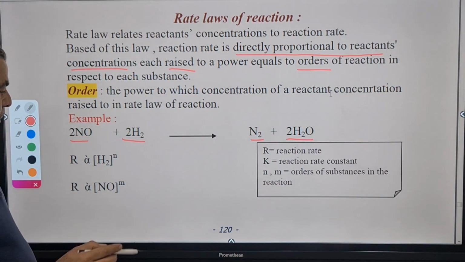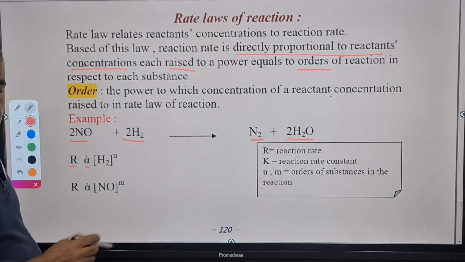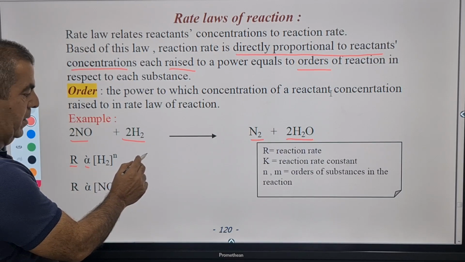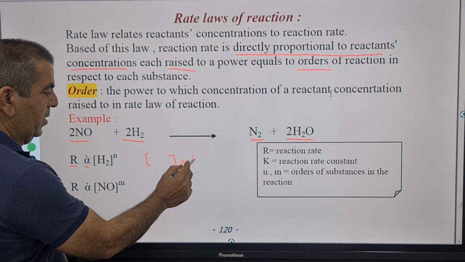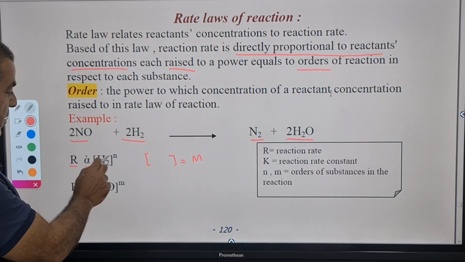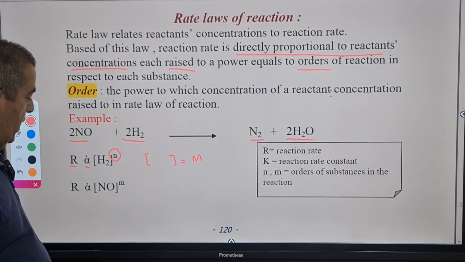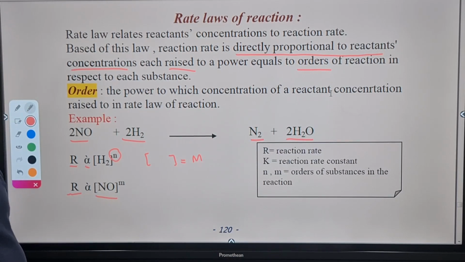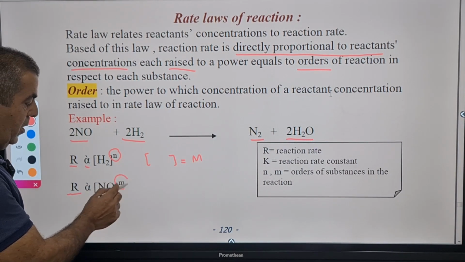Because rate is directly proportional to concentration of each reactant, it is directly proportional to the molar concentration of H2. The brackets here mean molar concentration. And of course, this is raised to a power, suppose it's n or x or whatever. And at the same time, the rate of the reaction is directly proportional to what? To concentration of nitrogen monoxide, which is one of the reactants. This is also raised to a power equals m.